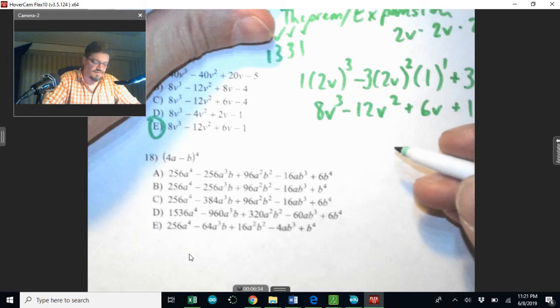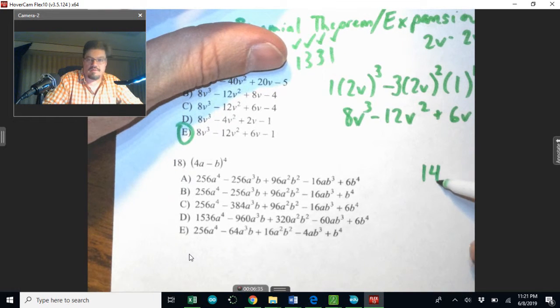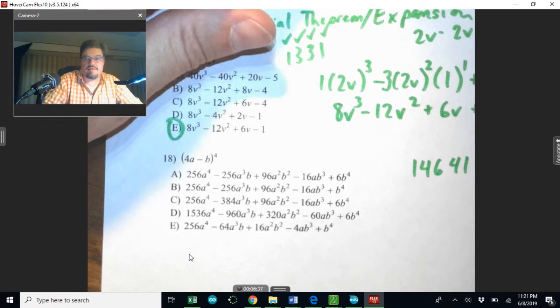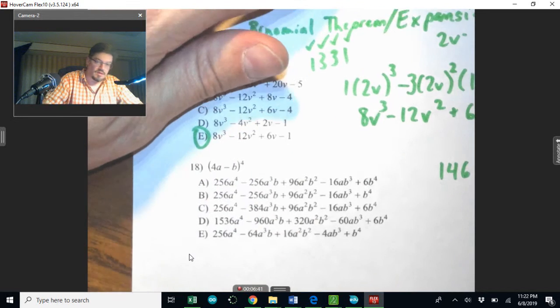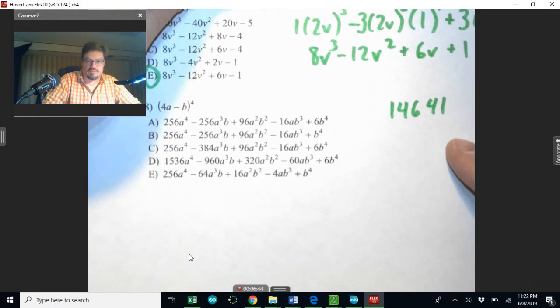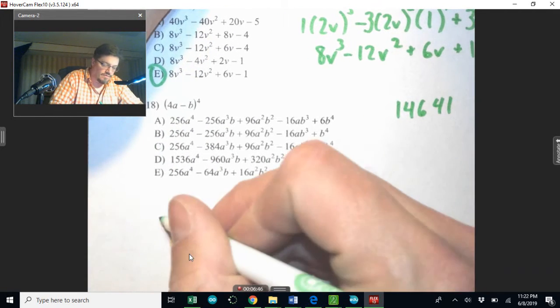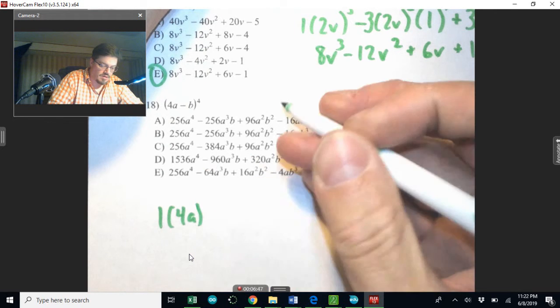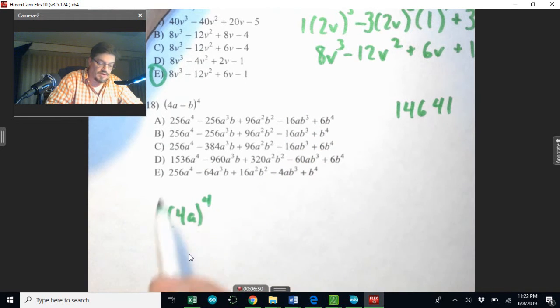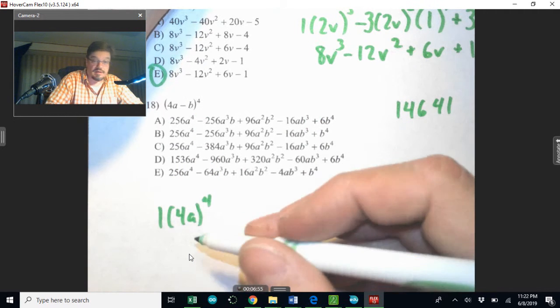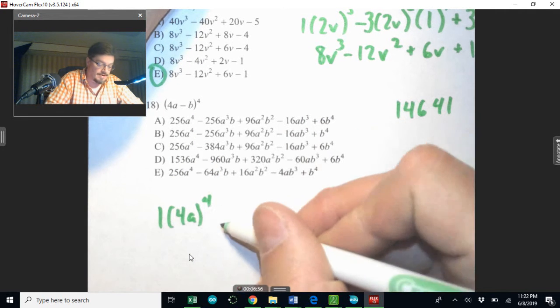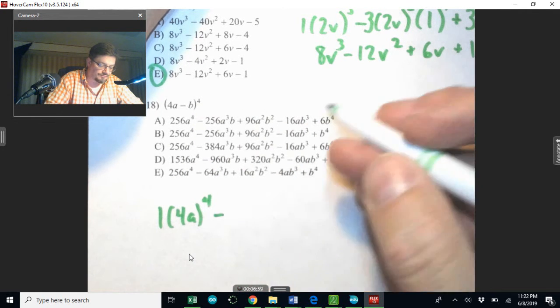So now we have 1, 4, 6, 4, 1. Those are the triangle numbers for anything to the fourth power. So I'm actually going to have 1, 4a to the fourth. Okay, now negative b, I'm not worried about him right now. So he's at to the 0 power. And then I'm going to alternate.